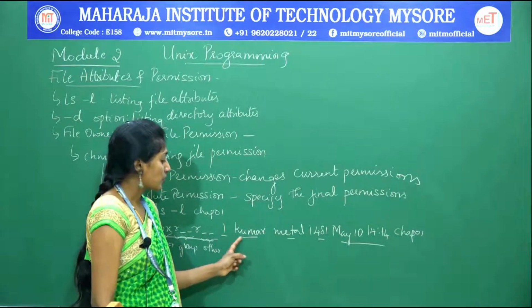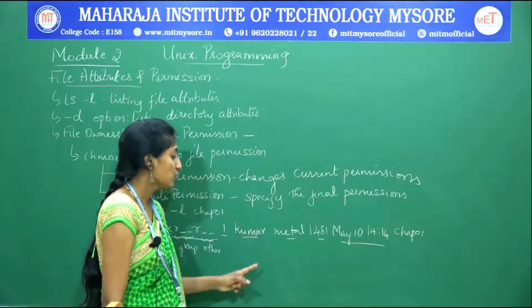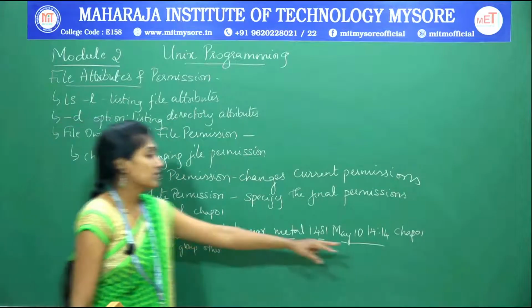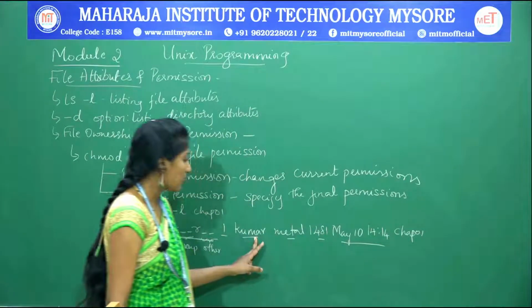The third column output displays the user of this particular file, or the owner of the file. The owner of the file here is Kumar.